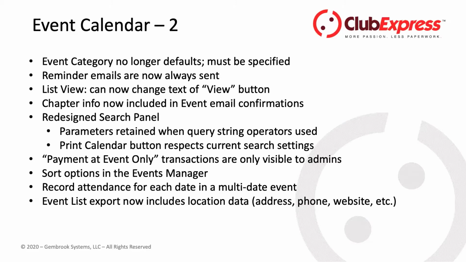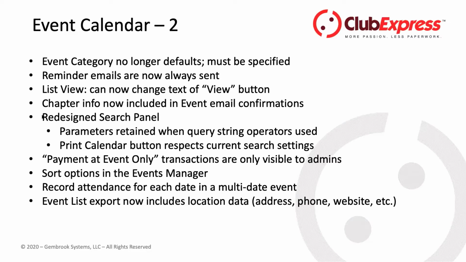We also had clubs that were telling us that when somebody opted out of receiving general notices from the club, that event reminder emails were included in that opt-out. And so we've now excluded them. Event reminder emails will now always be sent to people who've registered for the event. The list view, this was the thing I just showed you a moment ago. Event email confirmations now include chapter info if your club or association has chapters.